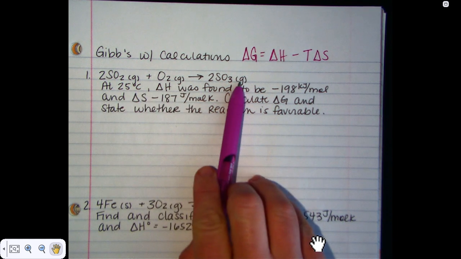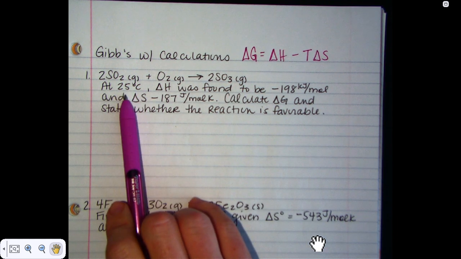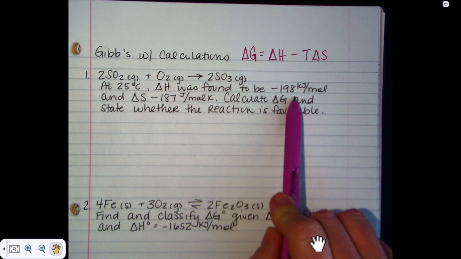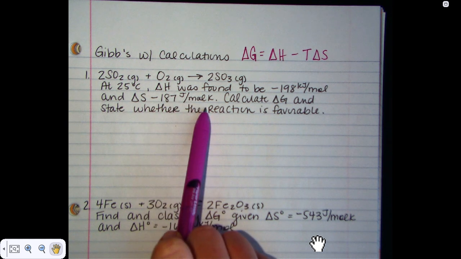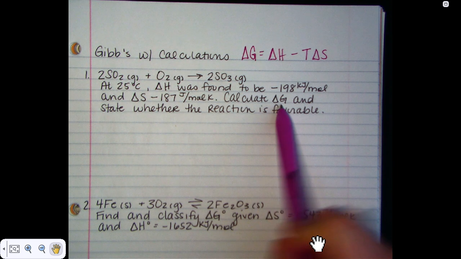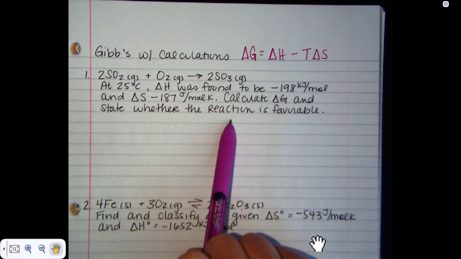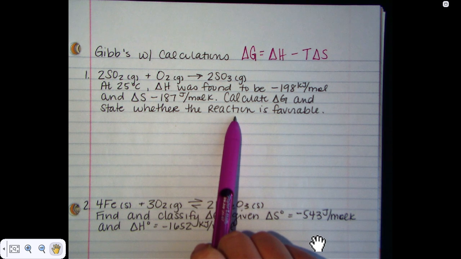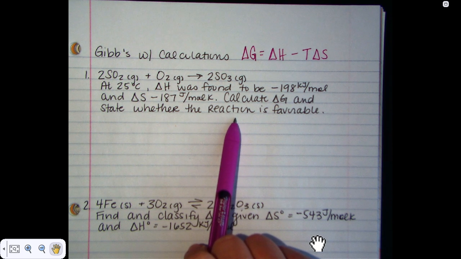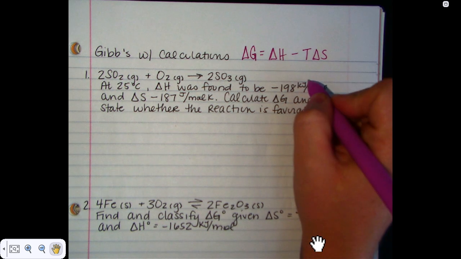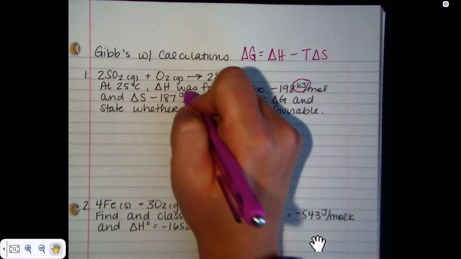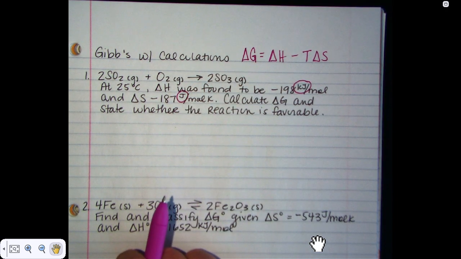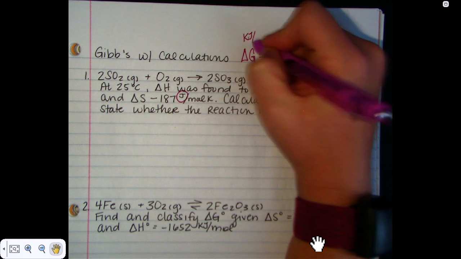So here's my equation. At 25 degrees Celsius, delta H was found to be negative 198 kilojoules per mole. Delta S was found to be negative 187 joules per mole Kelvin. Calculate delta G and state whether the reaction is favorable. All right, so I've got to plug and chug, right? Well, before you plug and chug, you got to watch out. Look at your units. Delta H is in kilojoules. Delta S is in joules. Delta G is going to want to be in kilojoules.